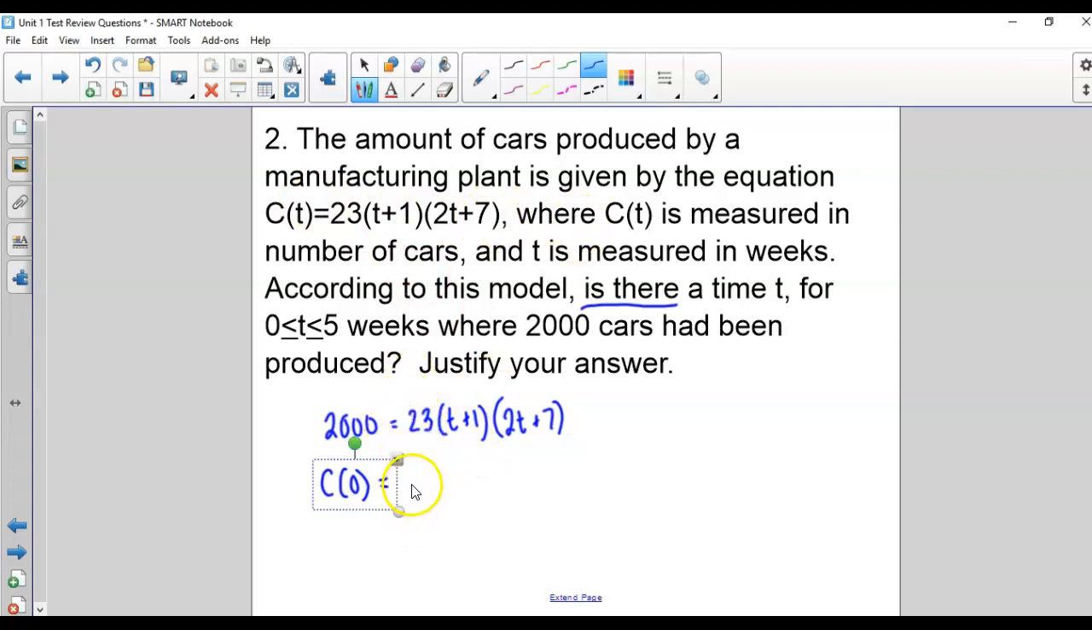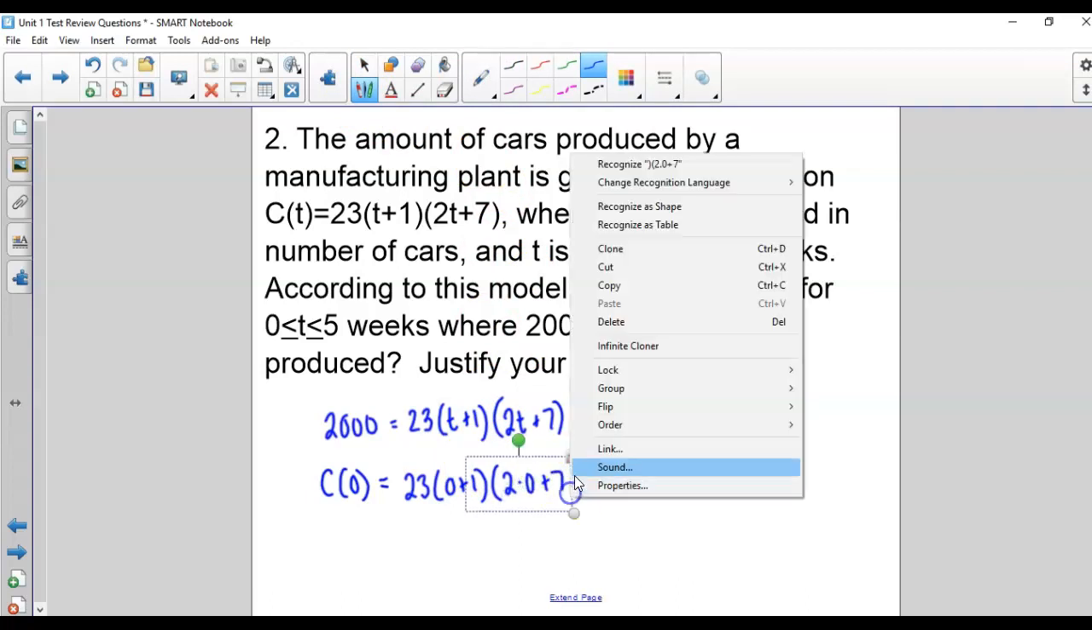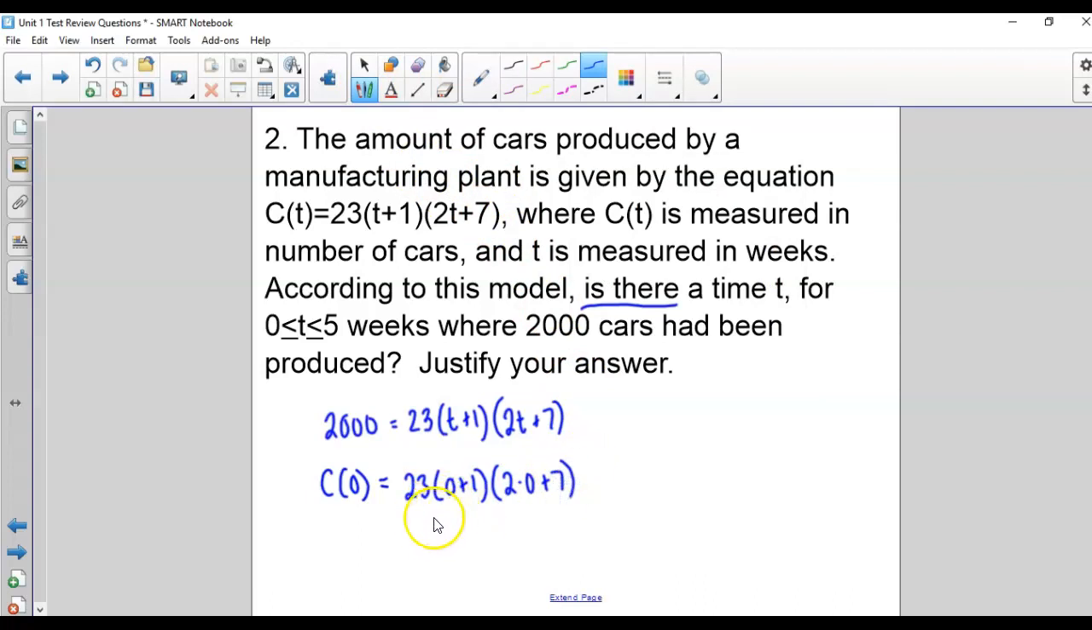If we find C of 0, we'll have 23 times 0 plus 1 times 2 times 0 plus 7. And so that's going to be 23 times 1 times, this is going to be 0 plus 7, so 7. So we've got 23 times 7, and 23 times 7 is going to give us 161. So 161 cars.